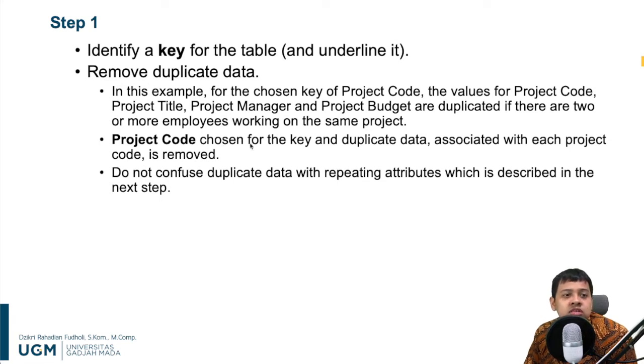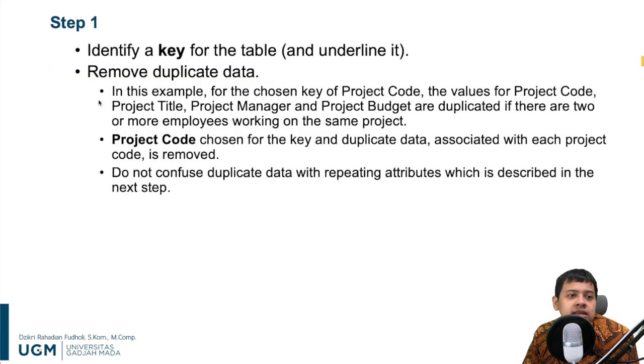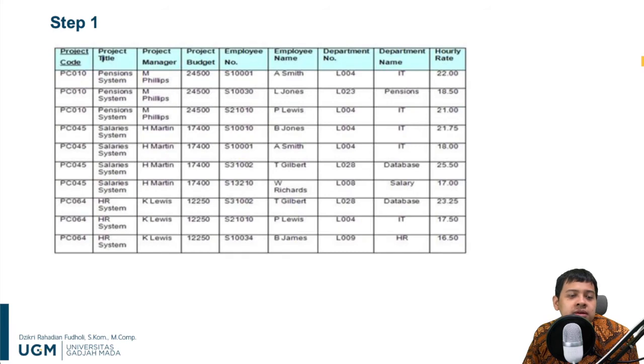The project code has been chosen for the key, and duplicate data associated with its project code is removed. So we must not confuse the duplicate data with repeating attributes, which is described in the next step. So here is the UNF. We can see here the project codes are duplicated, but it's an unnecessary duplicate. That's totally fine.